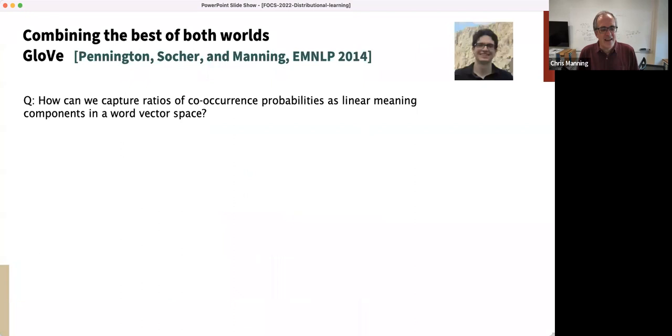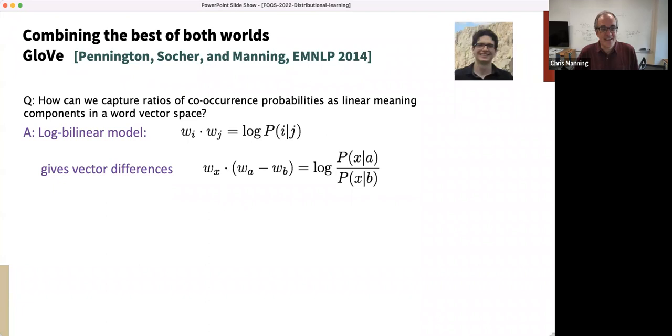And so that was something that we worked on in 2014 with Jeffrey Pennington, as to can we just work with a co-occurrence matrix and get out of it good word vectors? And the suggestion was that we wanted to have linear meaning components in the word vector space. And the way to do that was to have those capture ratios of co-occurrence probabilities. So if we precisely chose a log bilinear model, so the dot product was proportional to the log of the probability of co-occurrence, now that will trivially give us that vector differences correspond to ratios of co-occurrence probabilities.